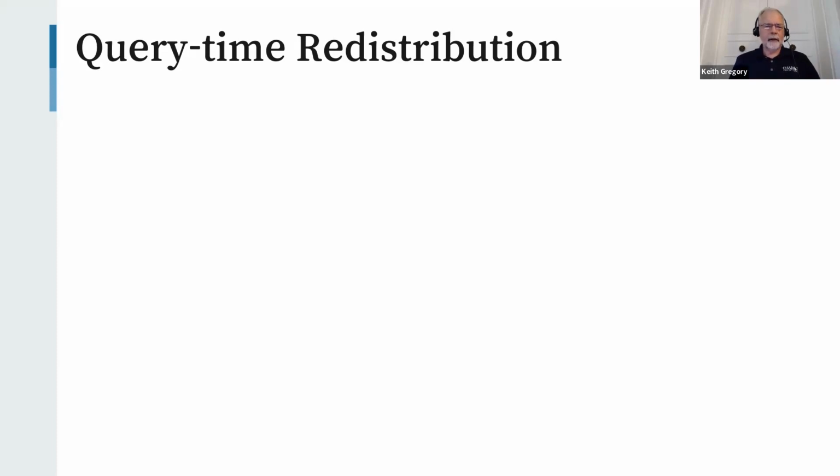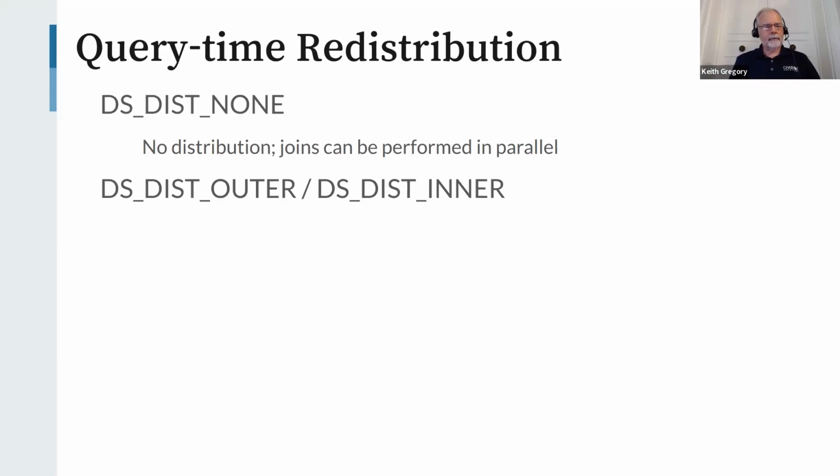Sometimes you don't get that. And Redshift will have to redistribute one of the two tables. And the outer table is the left side of the join, the inner table is the right side of the join.